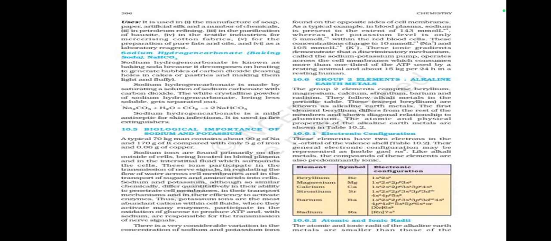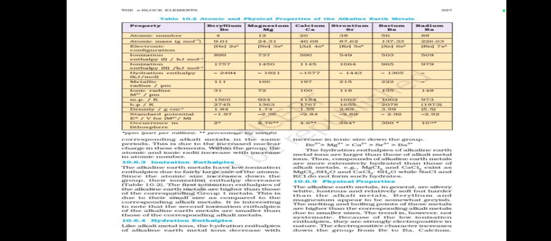Atomic and ionic radii. The atomic and ionic radii of the alkaline earth metals are smaller than those of the corresponding alkali metals in the same periods. This is due to the increased nuclear charge in these elements. Within the group, the atomic and ionic radii increase with increase in atomic number.